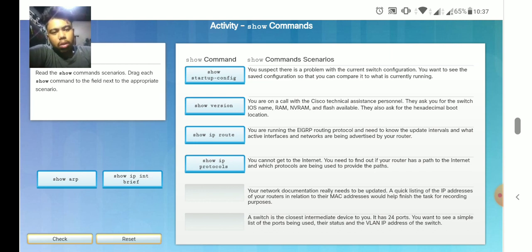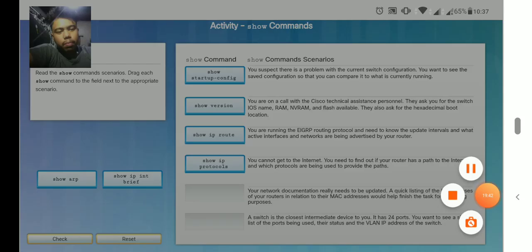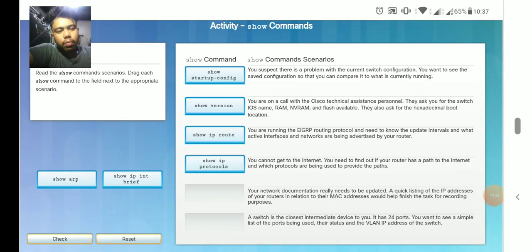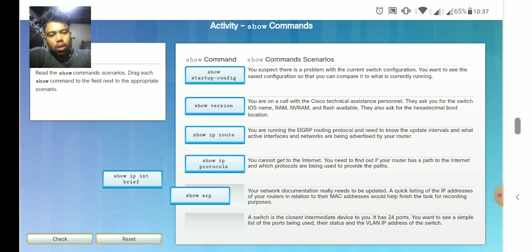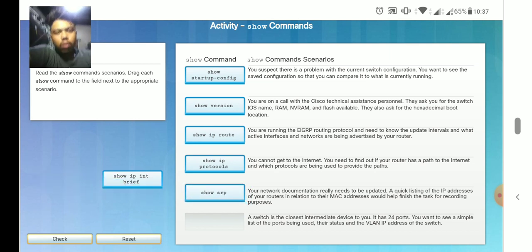And your network automation really needs to be updated. A quick listing to check the readiness of your router solution. Their MAC addresses would help to finish the task for recording purposes. So it is show ARP.